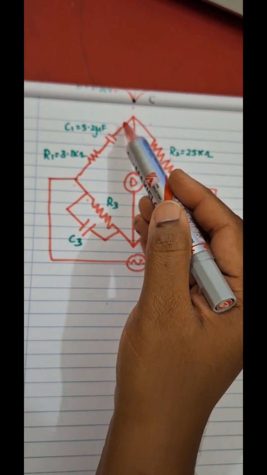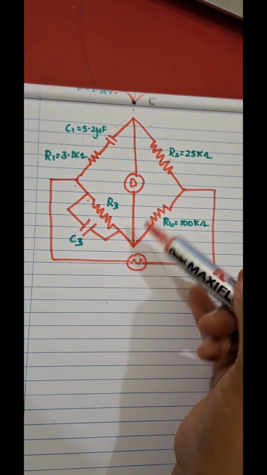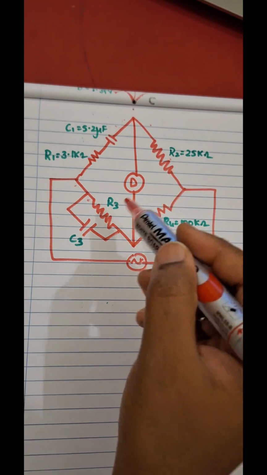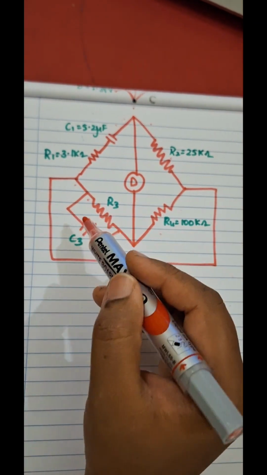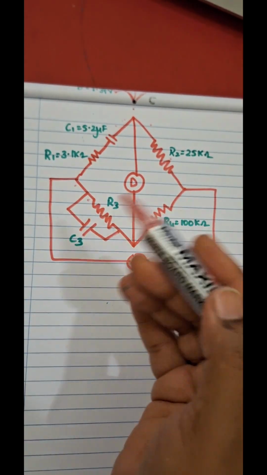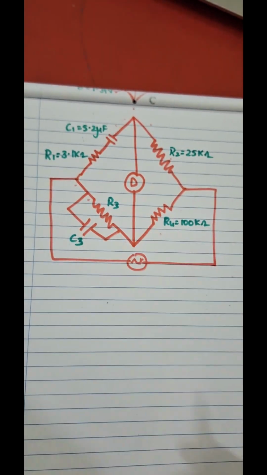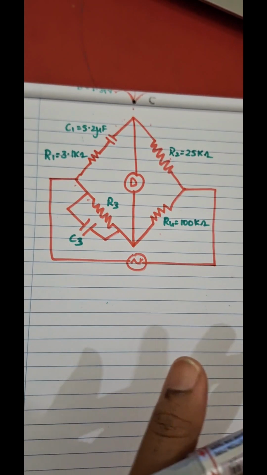Here leg 1, leg 2, leg 4 were given clearly with their values. So our target is to find C3 and R3. So by seeing the picture itself, you can understand what your requirement is and what the given data are. Okay. So now let us read the question as well.